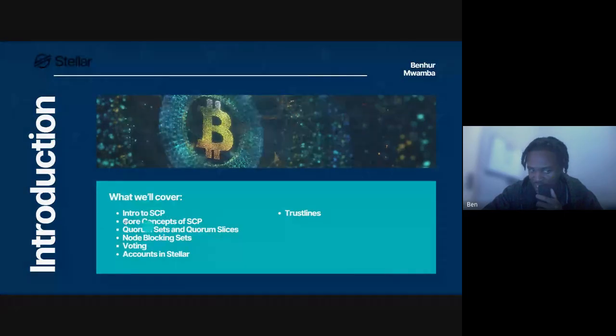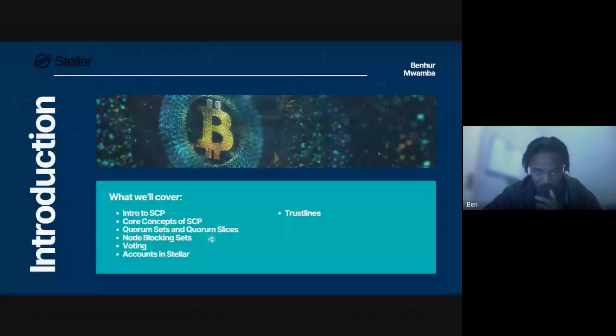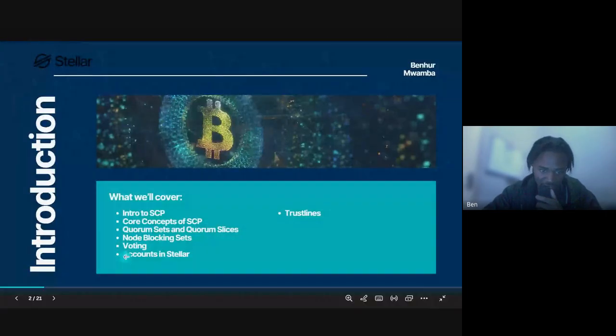We cover the introduction to the Stellar Consensus Protocol, and then we get into the core concepts of the SCP: the quorum set and quorum slices, node blocking sets, voting, accounting, Stellar, and trust lines. So this is the last bit of information that we're going to get into.